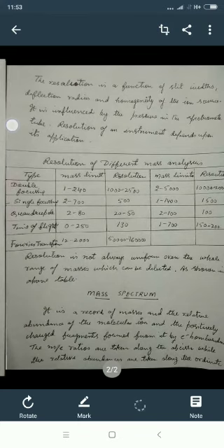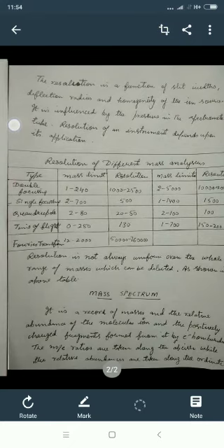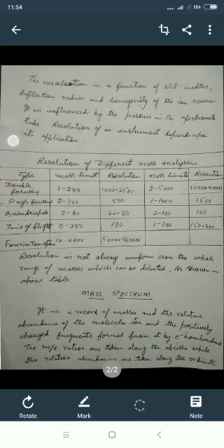Time of flight is 0 to 250 and the resolution is 130, and mass limit is 170 and resolution is 150 to 200. For the Fourier transform, it is 1200 to 2000 and the resolution is 50,000 to 760,000. So Fourier transformation is the latest and advanced technique. Resolution is not always uniform over the whole range of mass which can be detected, as shown in the above table. Now we will discuss the mass spectrum.